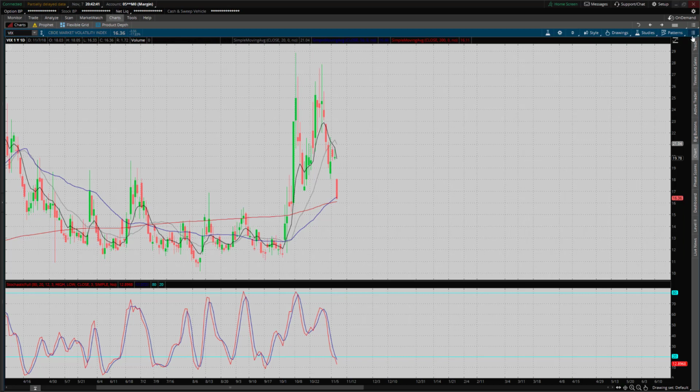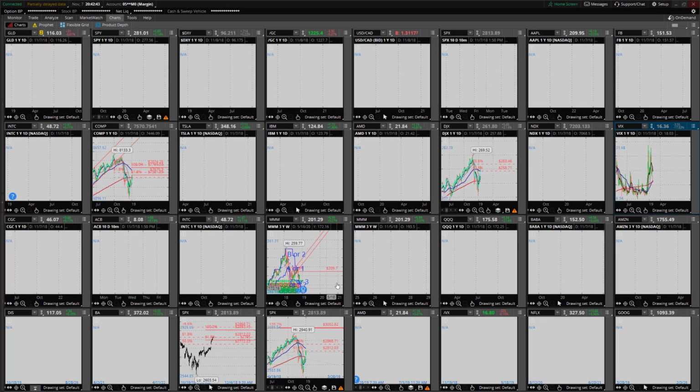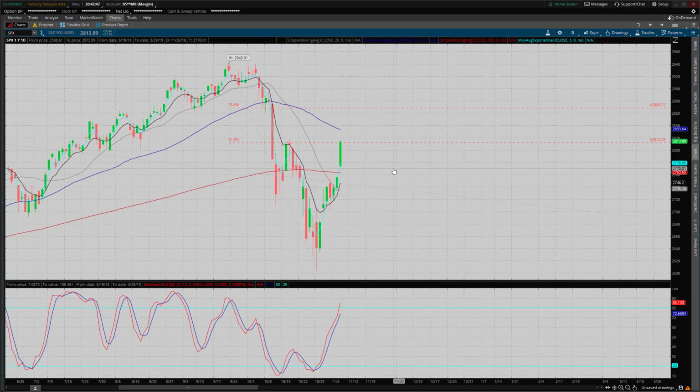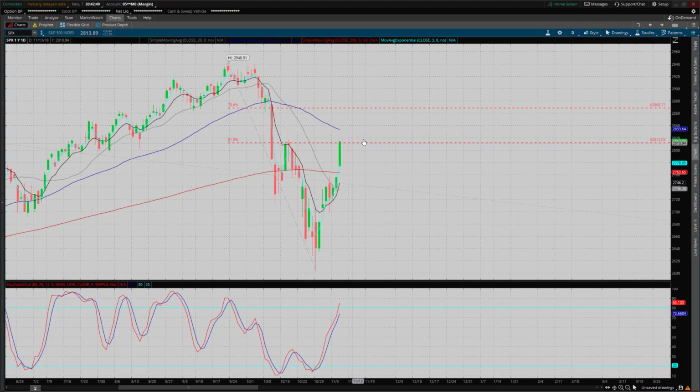Okay, so that should be good there. And we'll update later in the week, see what happens. Definitely looking for at least a short-term top fairly soon.